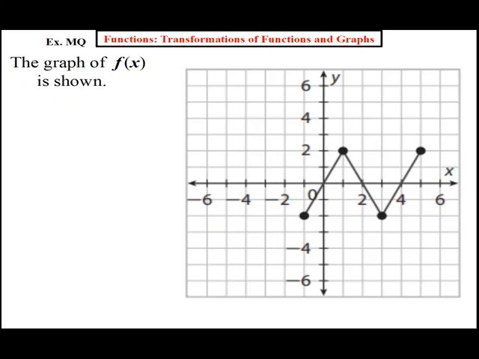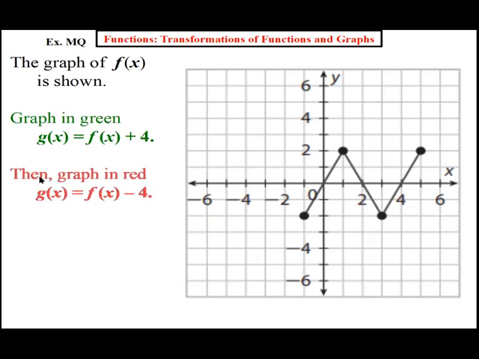So now that you know what to do with parameters, is that correct? I want you to do the following transformations. In green, it says graph in green, g of x equals f of x plus 4. And in red, it says then graph in red, g of x equals f of x minus 4. So do those two transformations. I'll give you 1 minute. Yes, Mr. Q. All right, go.